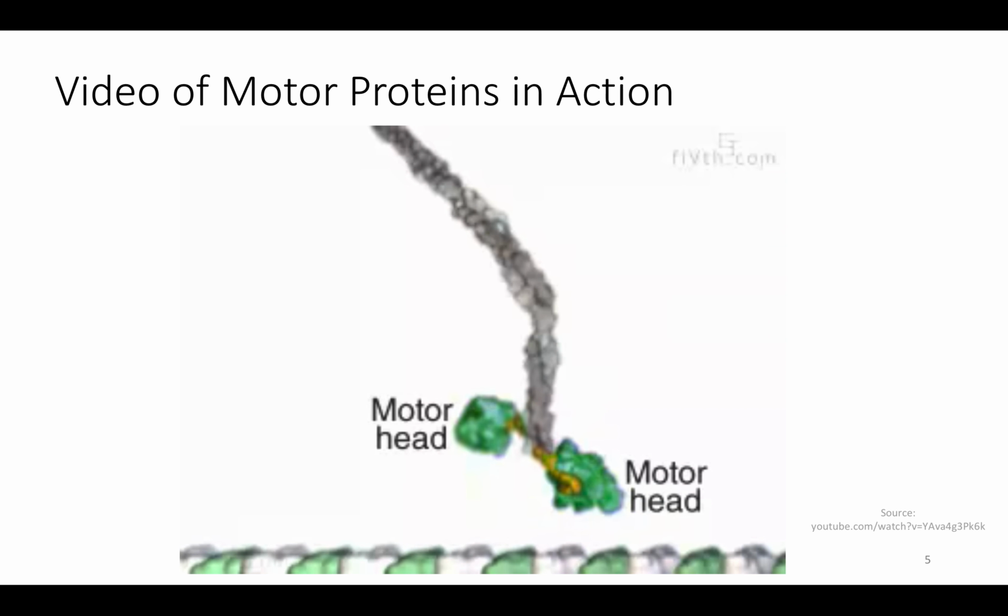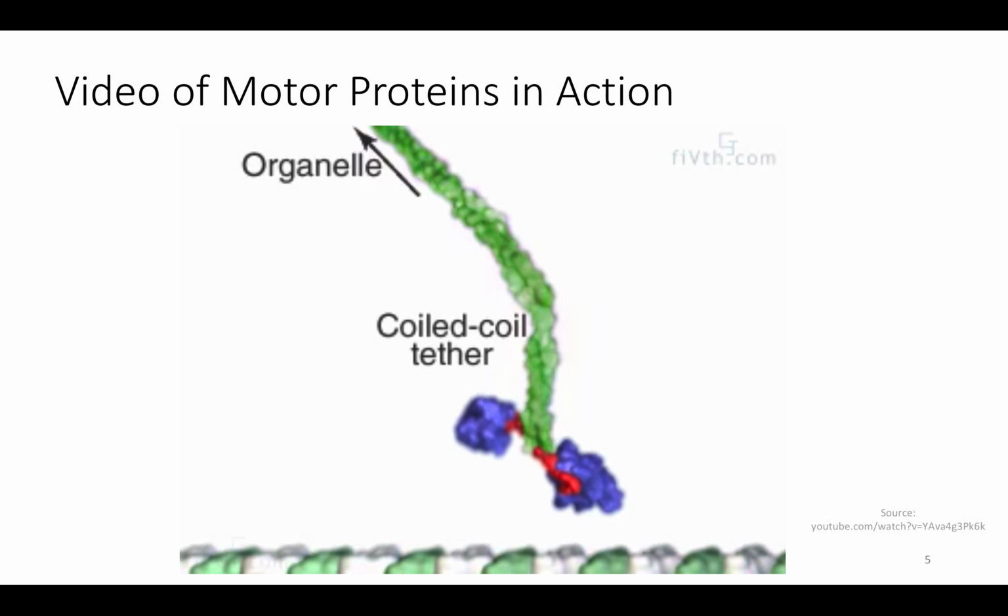Okay, so now this is a video. I'm going to go through how this works. Okay, so those are catalytic cores. There are 2 of them. There are 2 motor heads. Those are neck linkers, and there's 1 neck linker for each catalytic core. That is the microtubule doublet, and that's the organelle up there that's not shown. Those are coiled coils, and as it's going to go through, there we go.